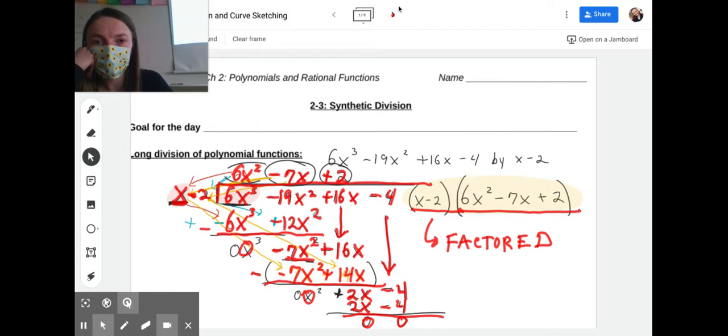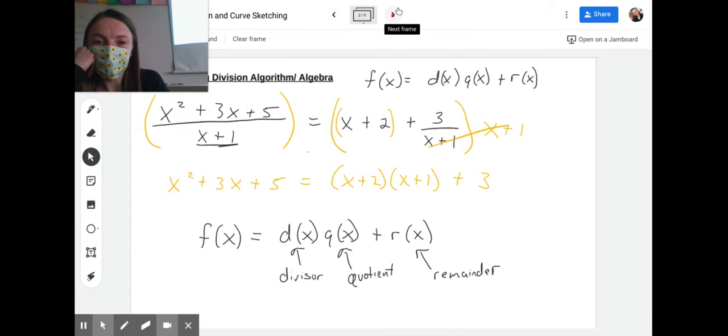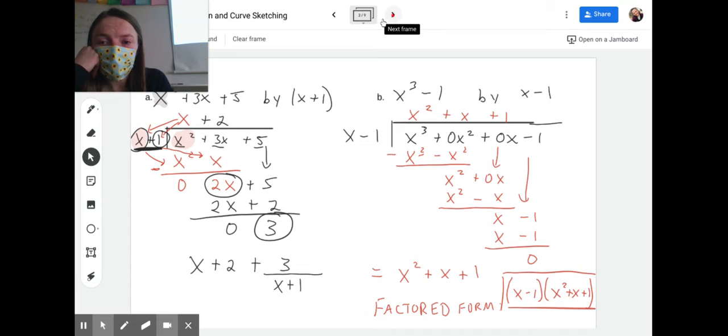All right, so we just did some practice problems with these. We talked about the division algorithm. Basically, if you get a remainder, you can rewrite it a certain way, but we'll come back to that. All right, so we did this one, x squared plus 3x plus 5 divided by x plus 1.